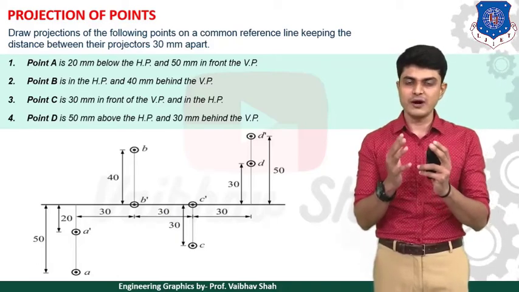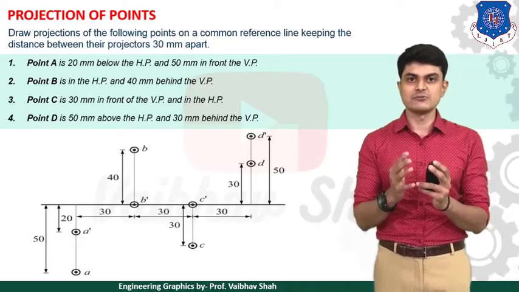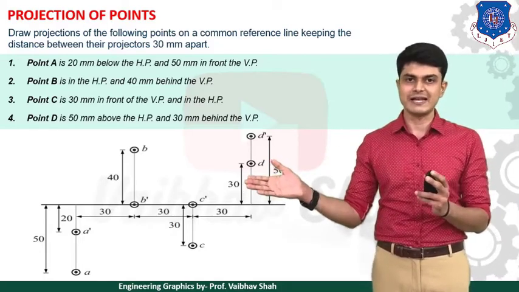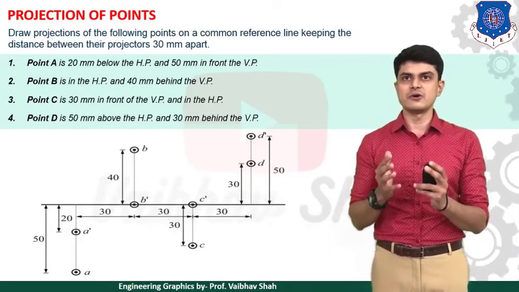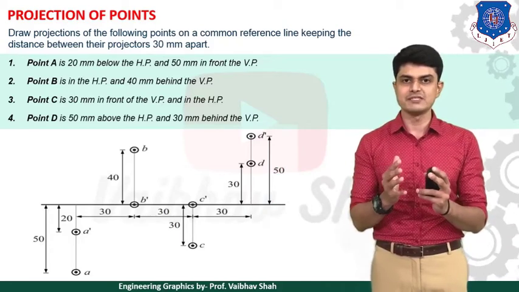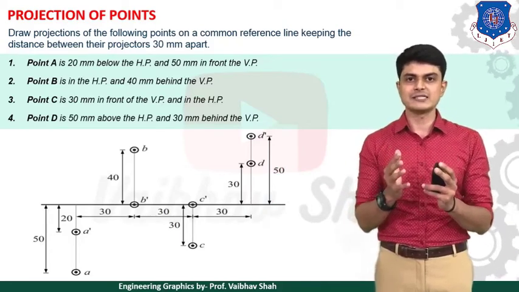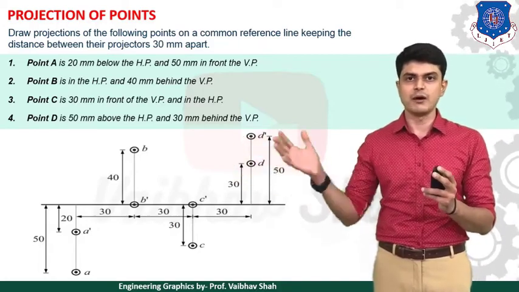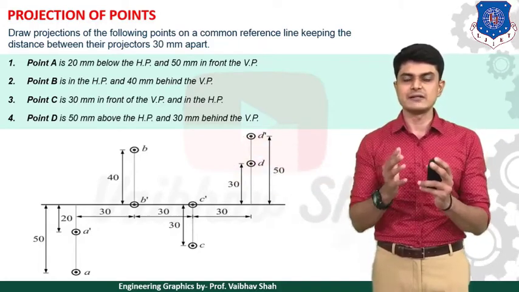Whenever your point is on HP or in HP, your answer would be lying on the XY line itself. So your point B dash would be on the XY line itself, as you can see, and it is 40 mm behind VP. Behind means what? Above XY line. So your answer would be the point without dash above the XY line. So your point B would be 40 mm above the XY line. So this is your final answer.